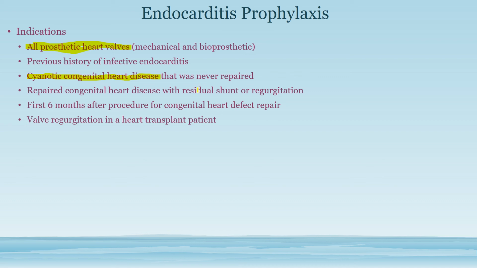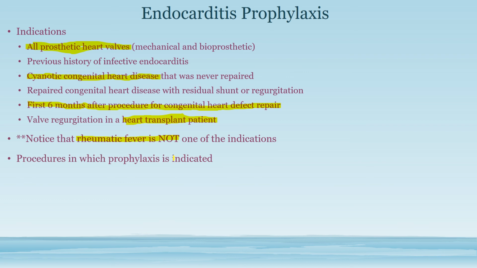Repaired congenital heart disease with residual shunt or regurgitation. So if you repaired it, but there's still regurgitation or shunting, this is not good and you need prophylaxis against endocarditis. The first 6 months after a procedure for congenital heart defect repair is also very important. And valve regurgitation in a heart transplant patient. So a heart transplant patient without valve regurgitation does not need prophylaxis, but if you have a regurgitation on top of the transplant, you definitely do. Notice that rheumatic fever is not one of these indications, okay? You do not need to give endocarditis prophylaxis for rheumatic fever history.